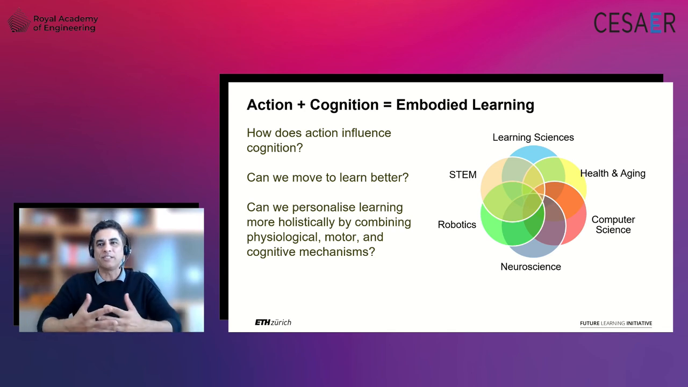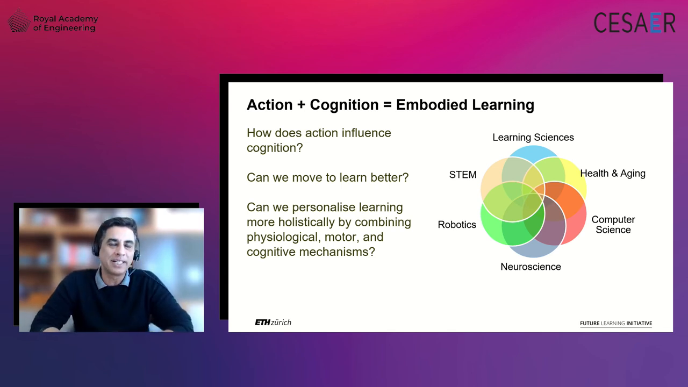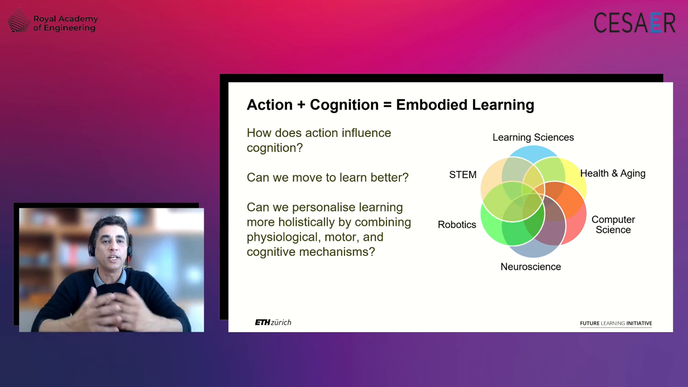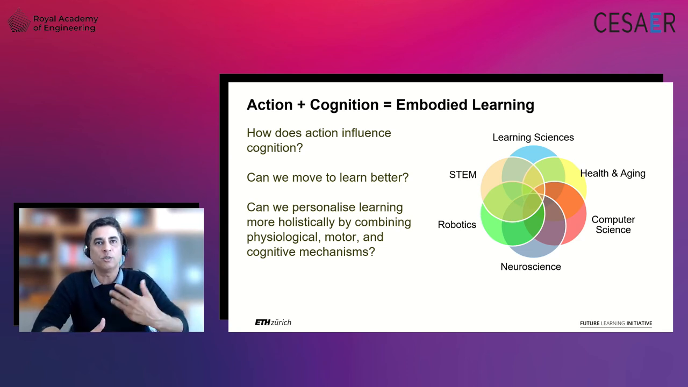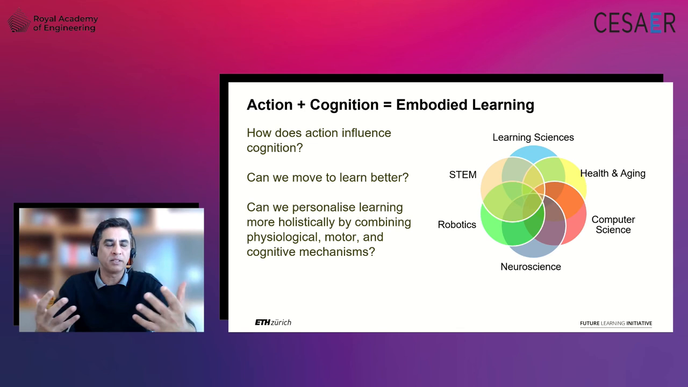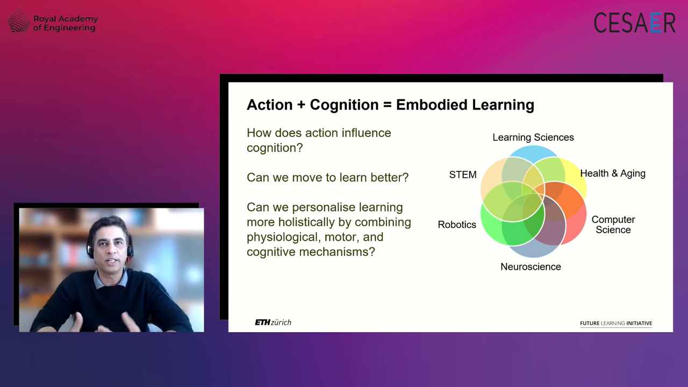And then we can extend this further and ask, well, if you want to personalize learning, why personalize learning only based on cognitive or affective information? Why not personalize learning more holistically by combining physiological motor mechanisms as well as cognitive and socioaffective mechanisms? As a scientist, I'm interested in fundamental research, and this area, embodied learning, is going to bring several fields together: the learning sciences, health and aging, lifelong learning, computer science, neuroscience, robotics, and of course the STEM disciplines.